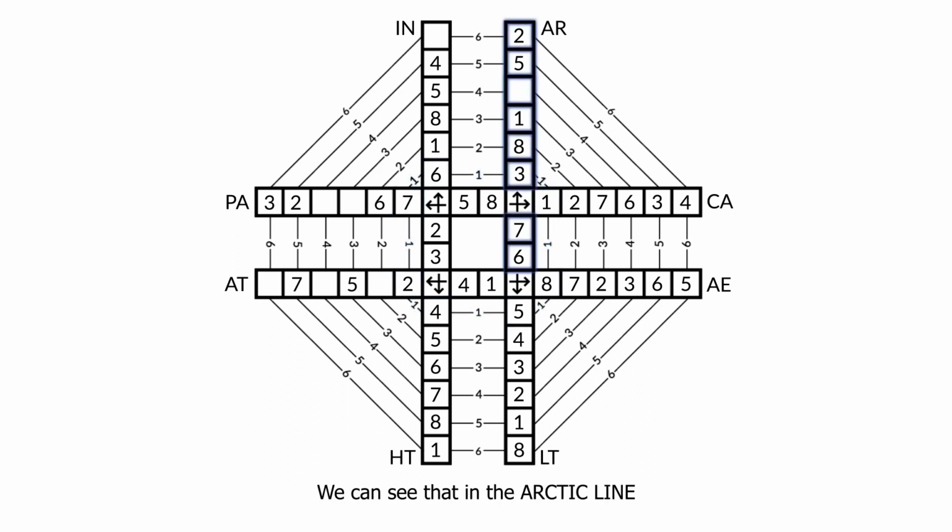We can see that in the Arctic line we are only missing number 4, so we will put it in the last square. In the Indian line we are only missing number 7, so we will put it in the last square. We have Indian and Arctic line. We need to find Pacific and Atlantic line. Let's check the second circle. We have 1, 2, 4, 5, 6, 7 and 8. We need number 3, so we put it in the last square.